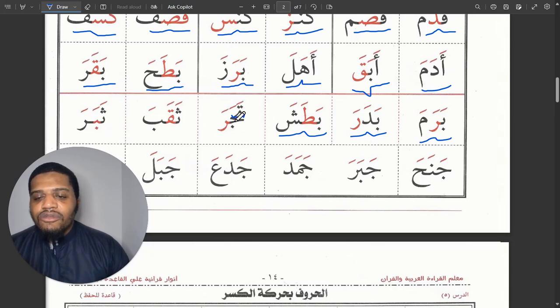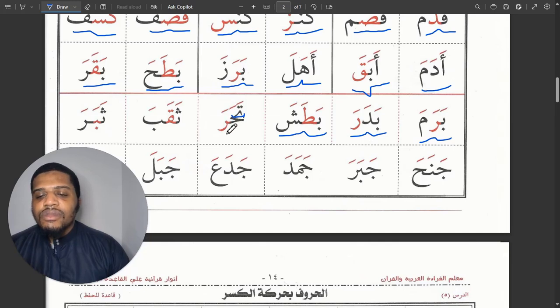So this form here is a ta, and you find it on top of jim, ha and kha, like this, where you will have this shape, and then you'll have 2 dots on top of it, or 2 dots at the bottom. If it has 2 dots on top, then this is ta. If it has 2 dots under this line here, then it's a ya. So here we have ta, ja, and then ra.